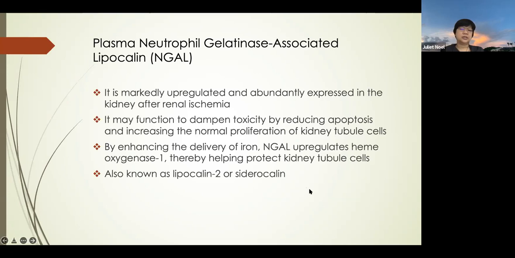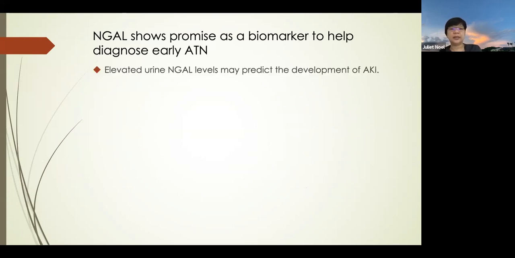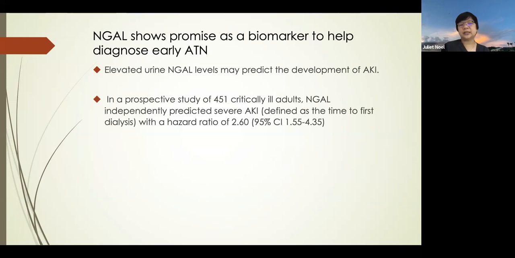This is also known as lipocalin-2 or siderocalin. So NGAL shows promise as a biomarker to help diagnose early ATN. Elevated urine NGAL levels may predict the development of AKI. In a prospective study of 451 critically ill patients, NGAL independently predicts severe AKI with a hazard ratio of 2.6.